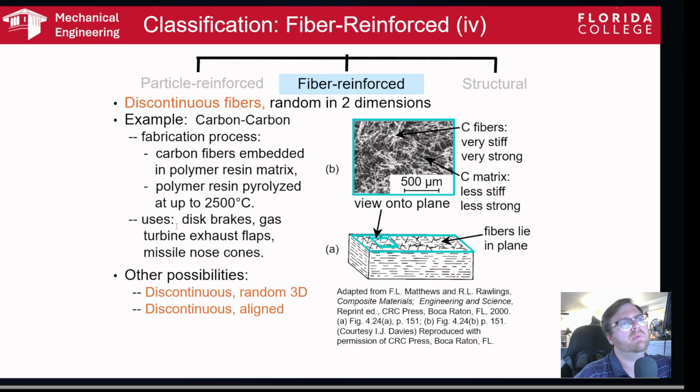So our carbon fibers lie on a plane, and these planes are stacked one on top of the other to create the actual body of the material. Other possible uses: these could be discontinuous and random 3D. So basically, these are 2D random, but they could be made in a 3D random orientation. If that's the case, you cannot stack a random 3D system.